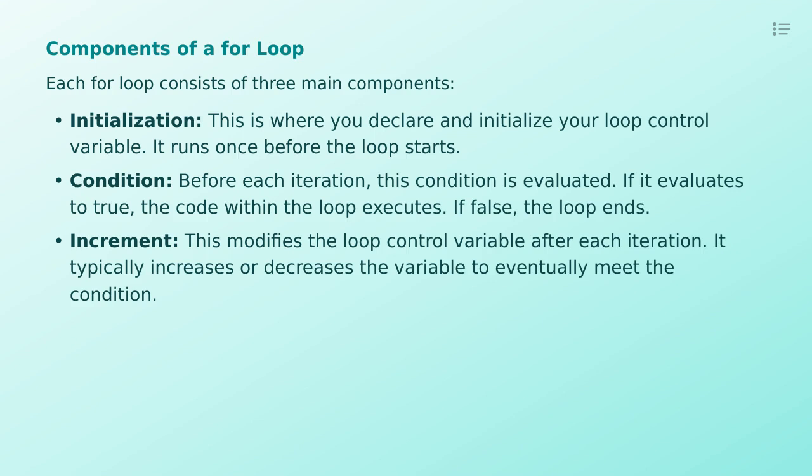Finally, increment. This modifies the loop control variable after each iteration. It typically increases or decreases the variable to eventually meet the condition.